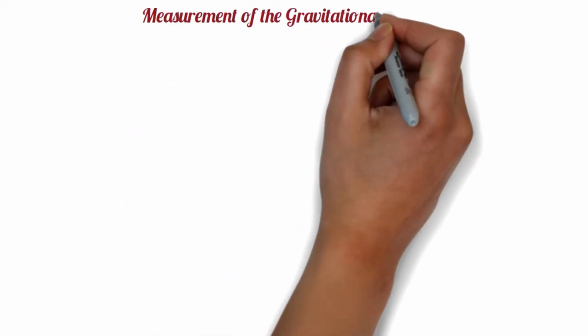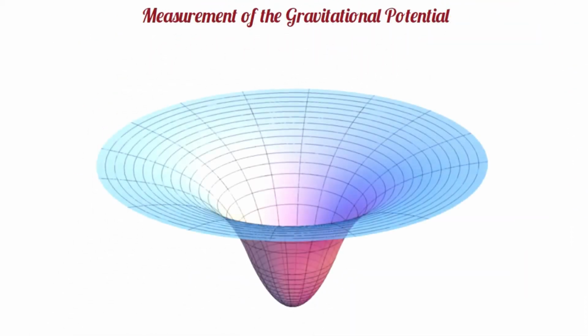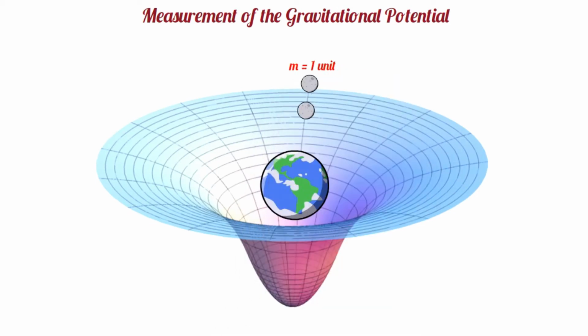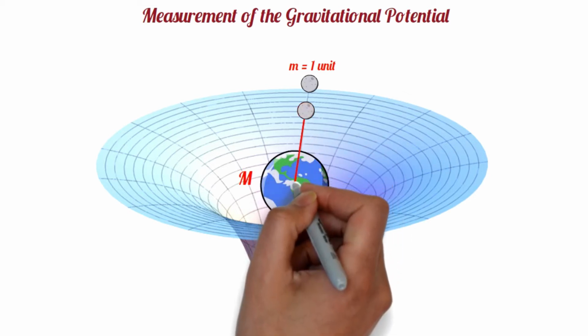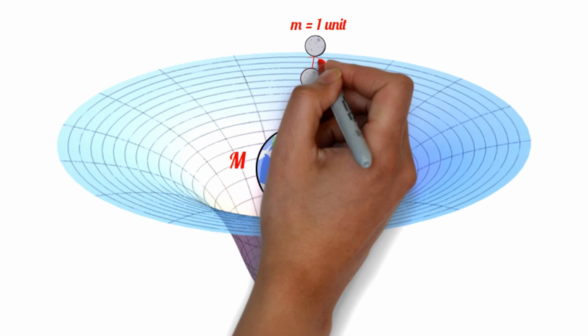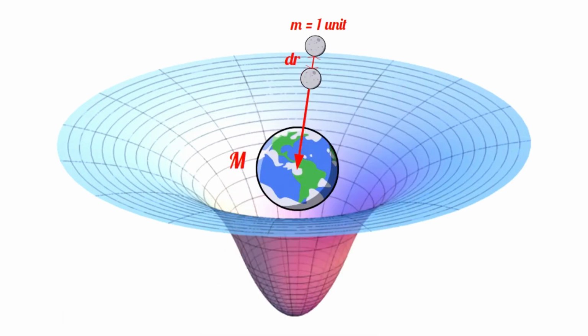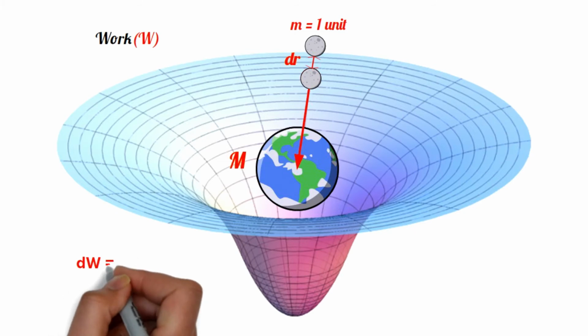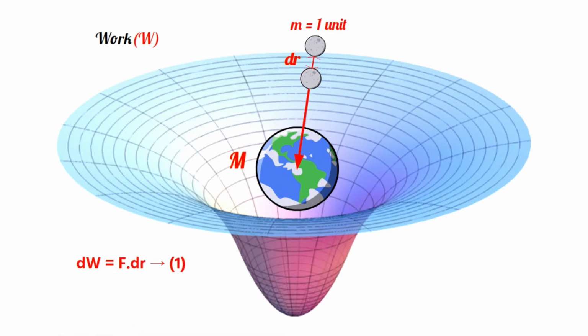Measurement of the gravitational potential. Let's assume an object of unit mass, moving freely toward an object of mass capital M. Here the object of unit mass is attracted by M, and moves toward it by a small distance dr. This displacement dr is the result of work W, exerted by the gravitational field generated by M. So dW is equal to F.dr.